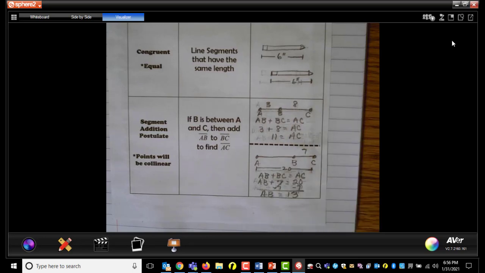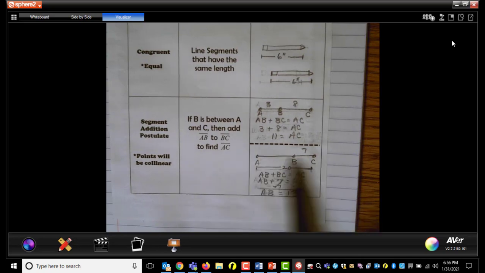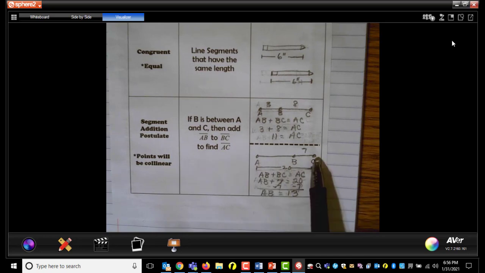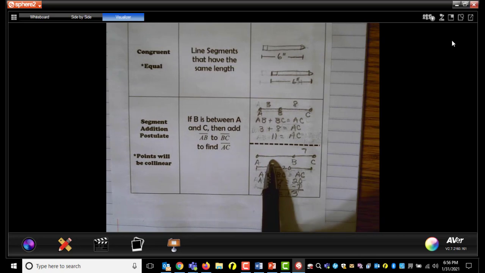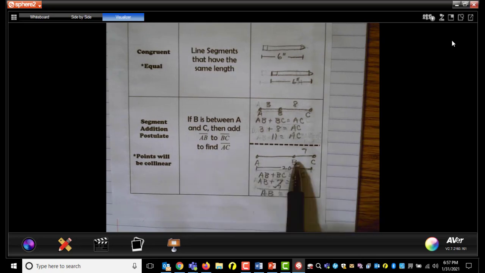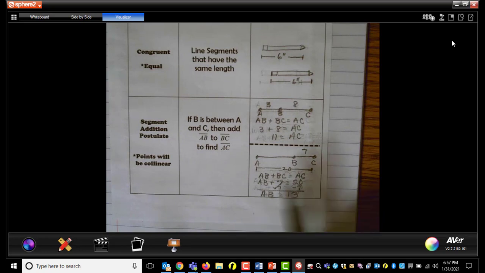That would be the length of AC. Now, I also want to give you an example because sometimes we have the length of the whole segment and one little part or chunk, and then we have to find the other part. This time we're missing AB. We don't know what the length of that is, but we know that BC is 7. We also know that AC is 20.